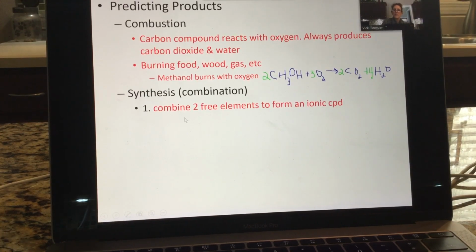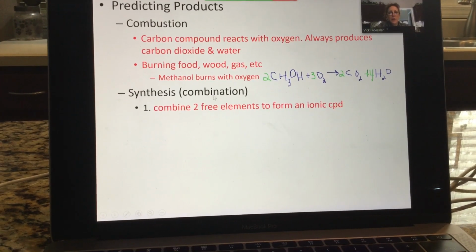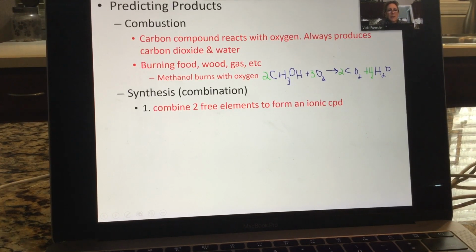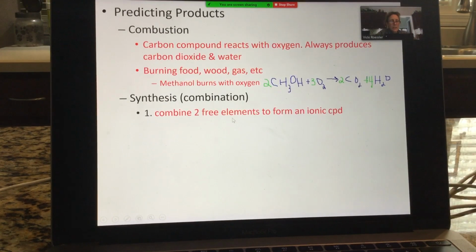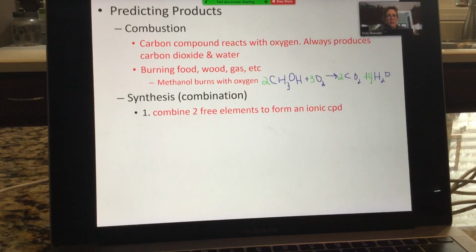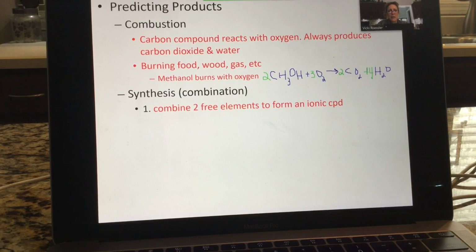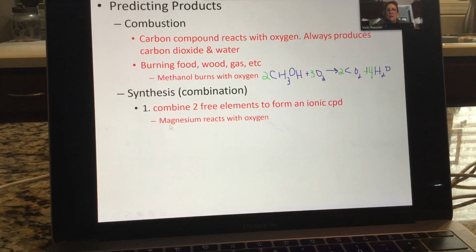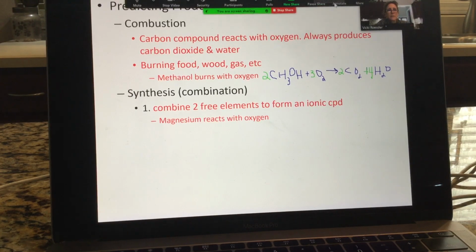All right, so our first type of synthesis reaction, which is really a true combination reaction, is where we're basically just combining 2 what we call free elements. Those are just individual elements. They could be diatomics also, but 2 elements just in their natural state, and they are forming an ionic compound. And with an ionic compound, we have to remember to crisscross the elements' charges. So again, that's our one product, this ionic compound. As an example, we have magnesium reacting with oxygen.